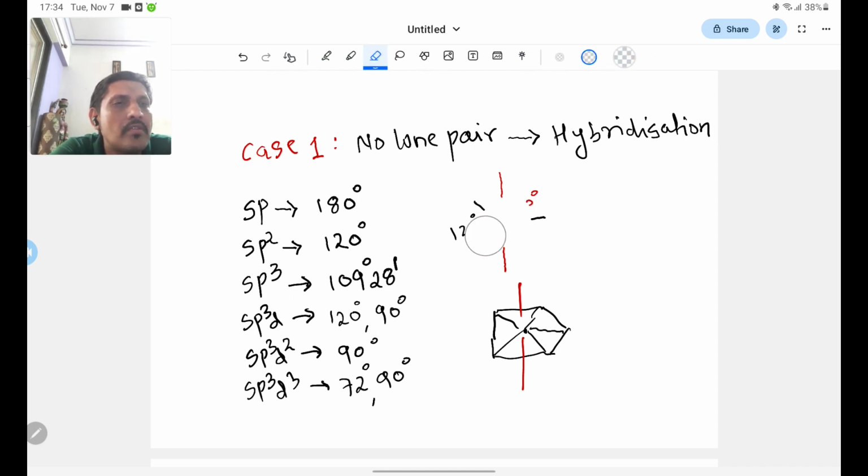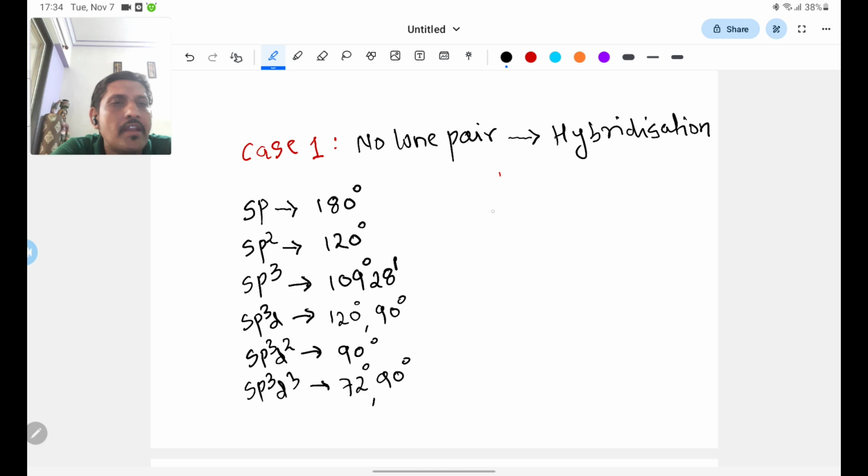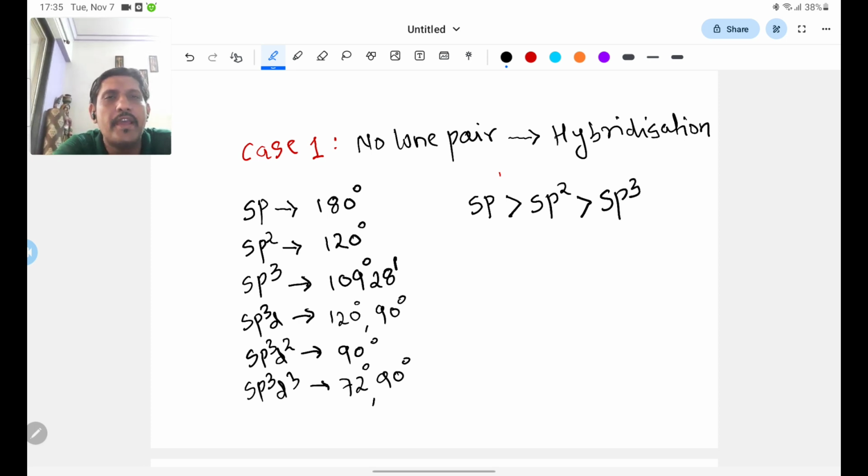Now, in your entrance exam, we can compare the bond angle by using the hybridization. Sp is always greater than sp2 and sp2 is greater than sp3. So suppose in the exam they give you molecules that have different hybridization. So you can easily calculate the bond angle and their increasing and decreasing order.